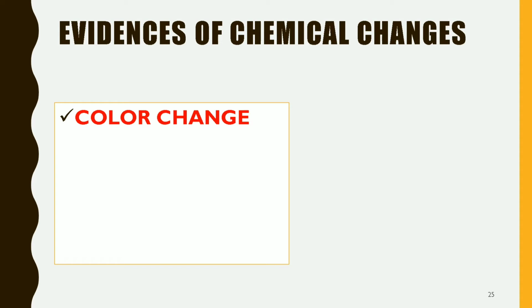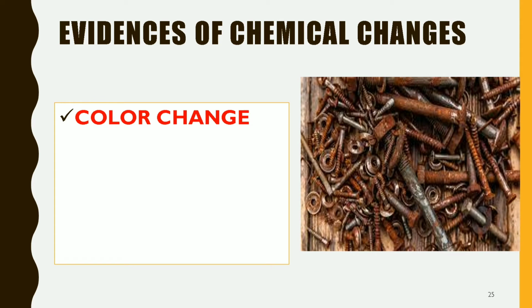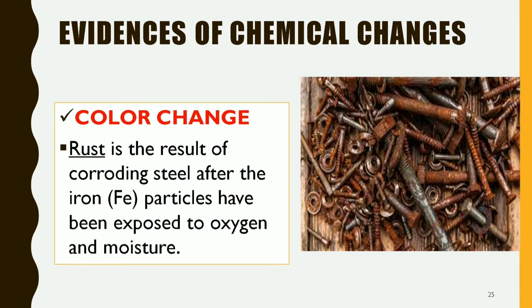Another is when acidic substances, including water, come in contact with metals, such as iron and/or steel. Rust begins to form. Rust is the result of corroding, damaged metal due to chemical reactions with acid, after the iron particles have been exposed to oxygen and moisture.